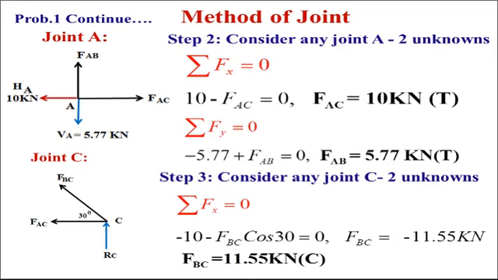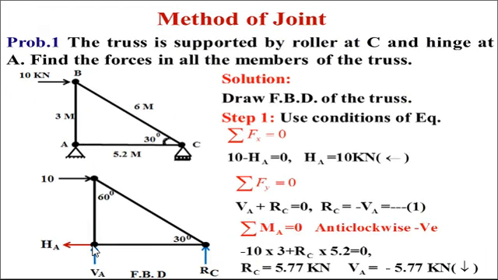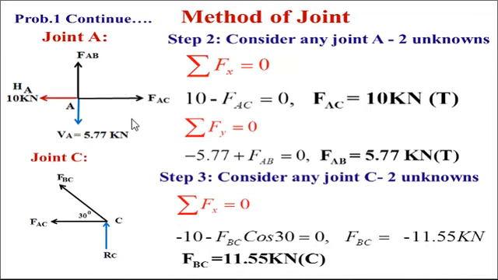Okay. So you can say I have taken joint A. So this is joint A. Now HA and VA we have just calculated. These two unknowns are known, and if you take joint A, there are another two unknowns, this member and this member. So you have to calculate force in member AB and force in member AC. Here HA and VA are known. So similarly here I have shown FAC, FAB.